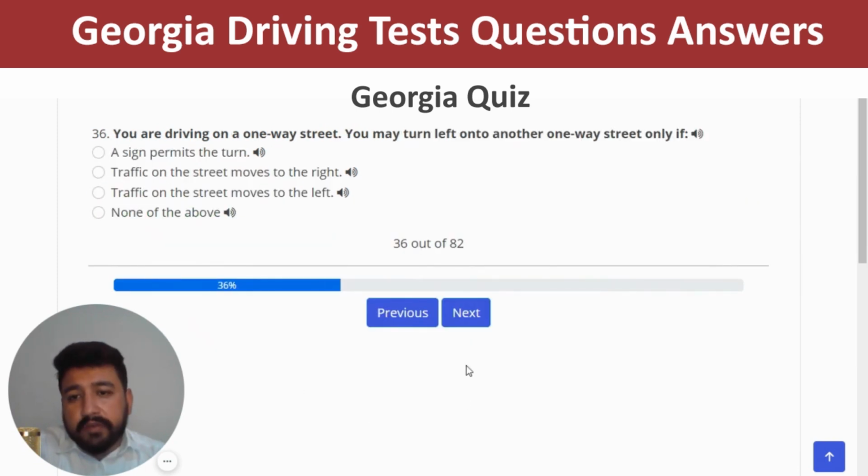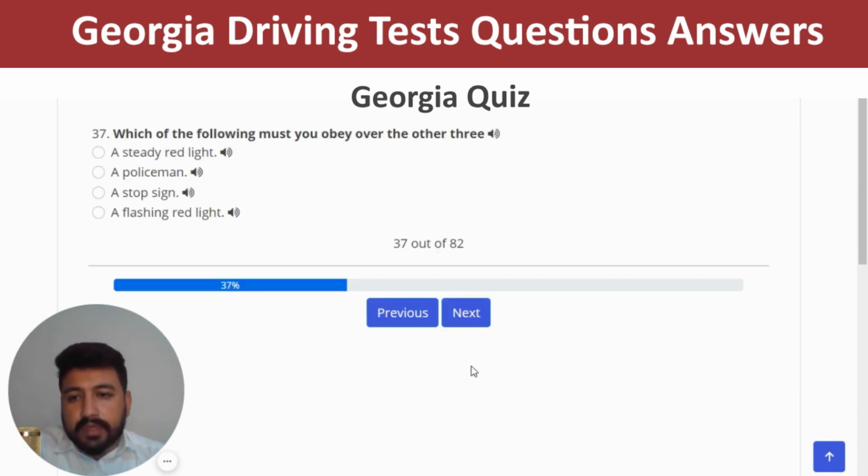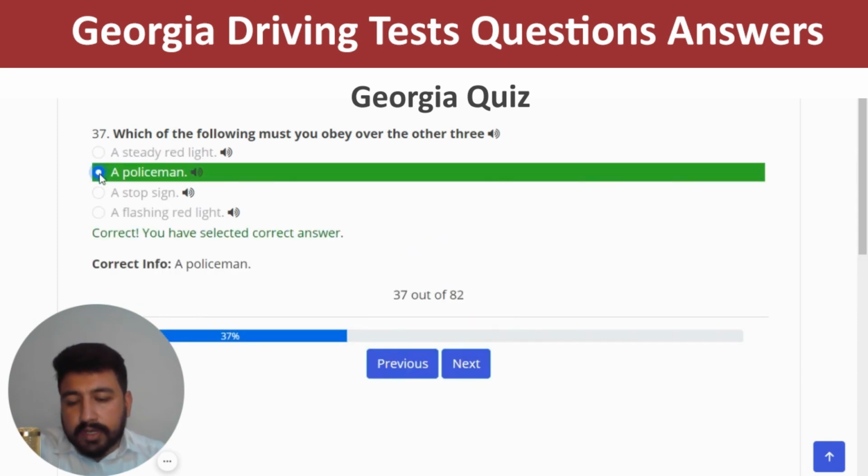And next. You are driving on a one-way street. You may turn left onto another one-way street only if. The right answer of 36th question is traffic on the street moves to the left. So I'm going to select the third option and next. Which of the following must you obey over the other three? So the right answer is a policeman. So I'm going to click on the second option, correct, and next.